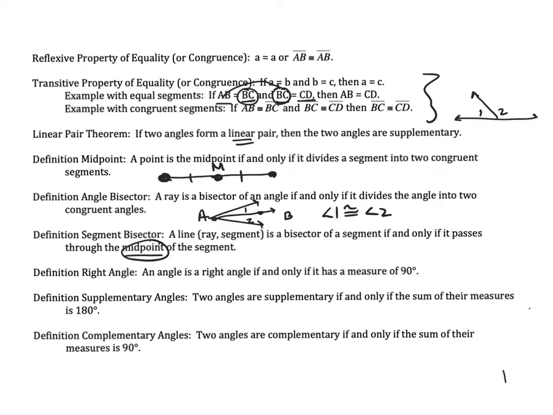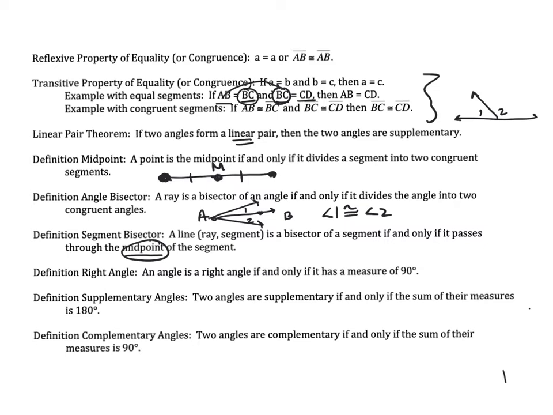But as it's a converse, we could say, hey, if a point is a midpoint and that line passes through it, then it's a bisector of the segment. Now, it could be a line, it could be a ray, it could be a segment that bisects another segment. Definition of right angle. An angle is a right angle if and only if it has a measure of 90. We know that one. Definition of supplementary angles. Two angles are supplementary if and only if their measures add to 180.